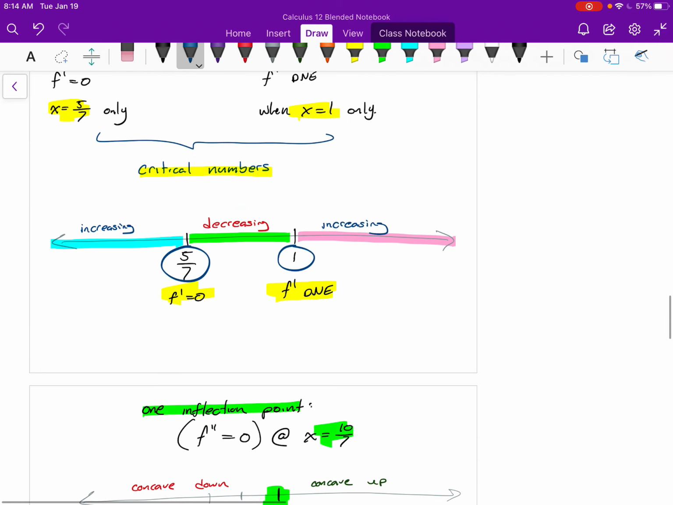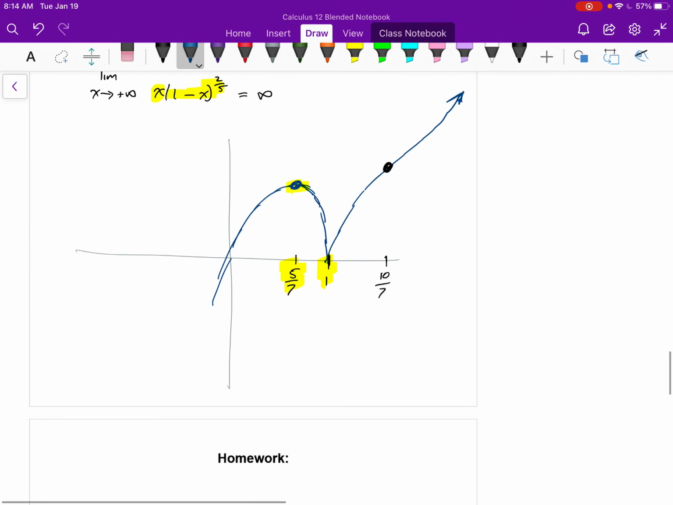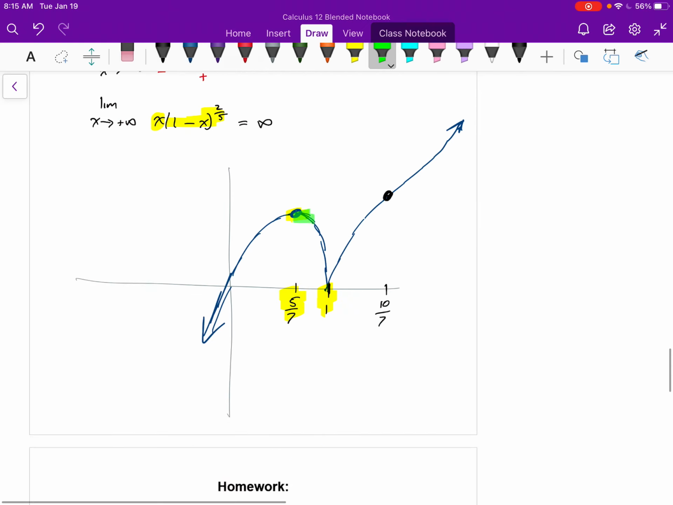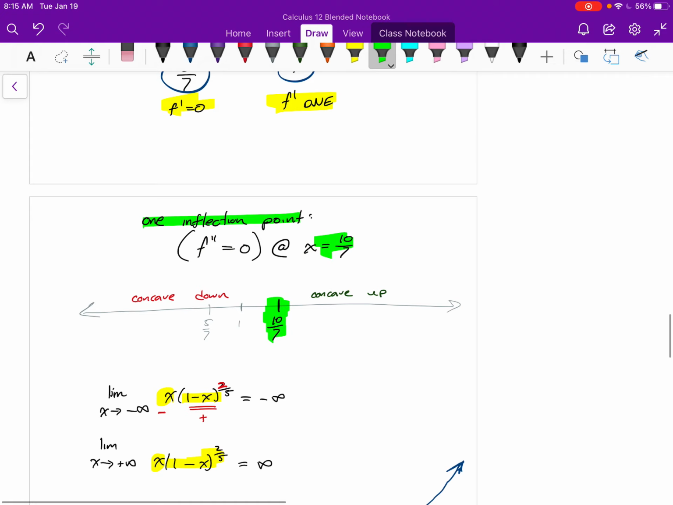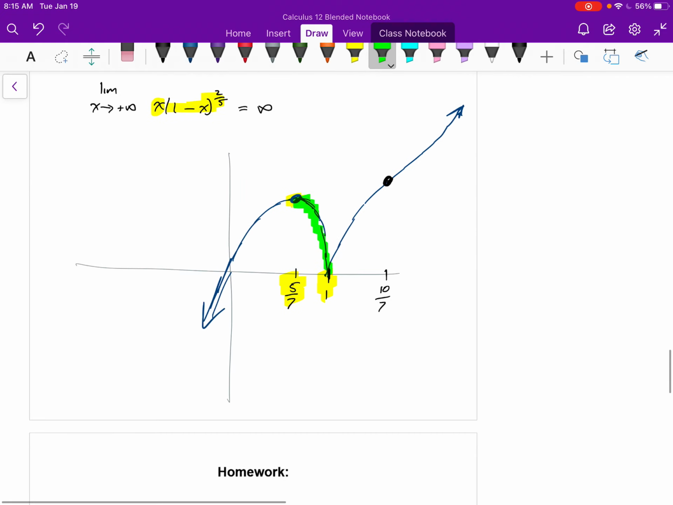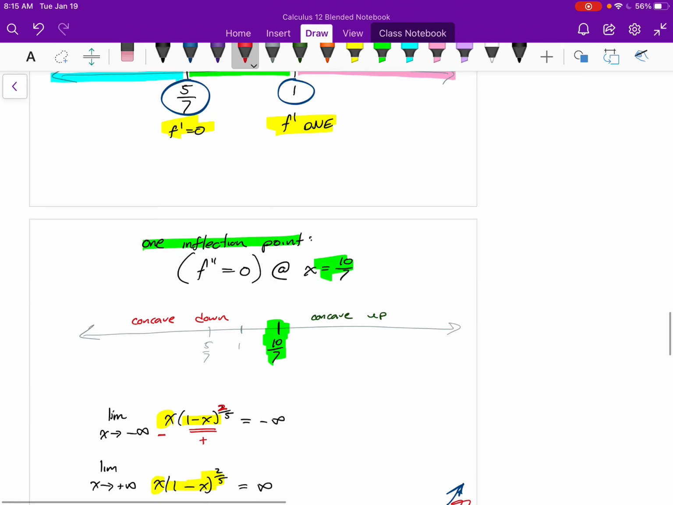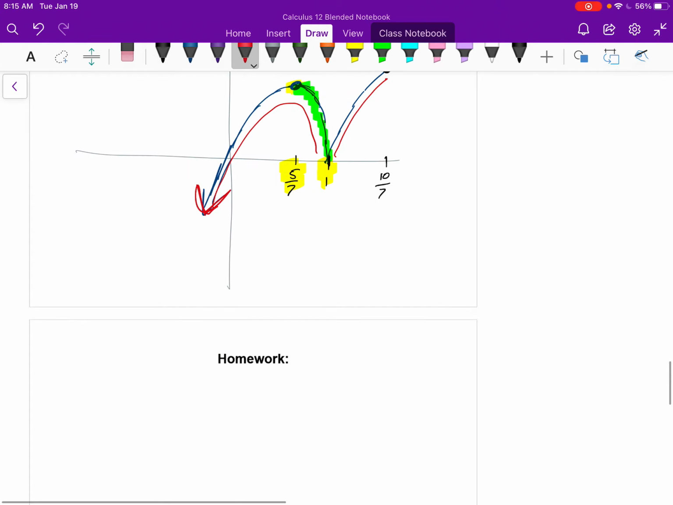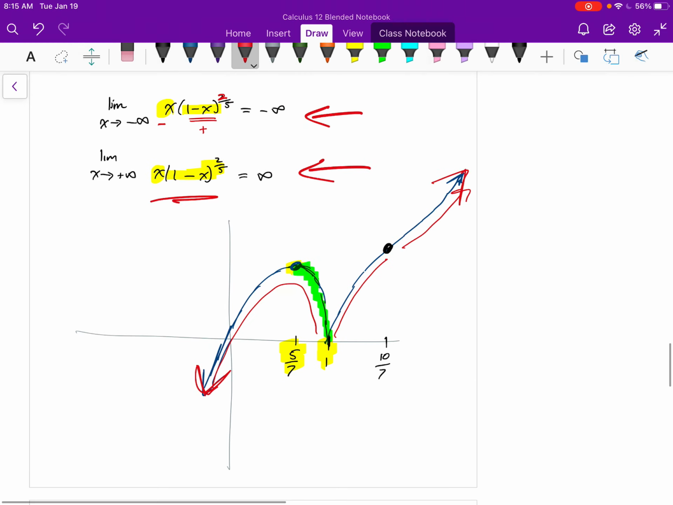I know it's increasing all the way from -infinity up to 5/7. That's why I drew something like this. I know it's decreasing in only this little interval between 5/7 and 1. That's the only region it's decreasing. And then it's increasing after that. I know it's concave down all the way up to 10/7. And if I draw everything you see here is concave down until right there, and then it becomes concave up. And looking at my limits, there are no horizontal asymptotes. So as I go forever to the left, it goes forever down. As I go forever to the right, it goes forever up.